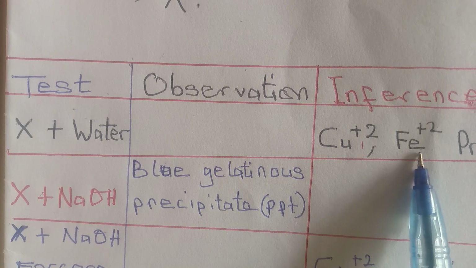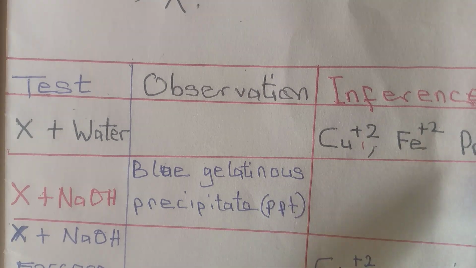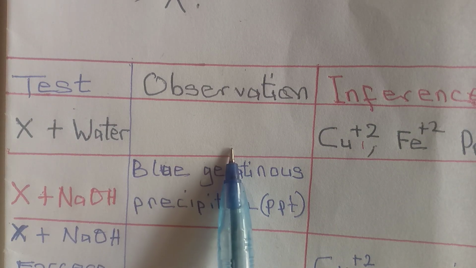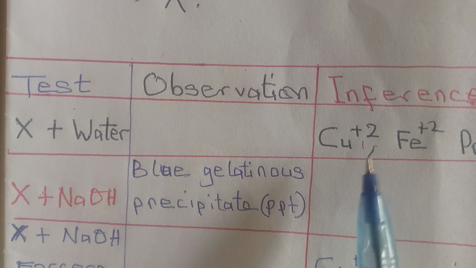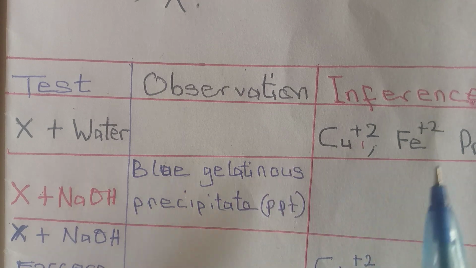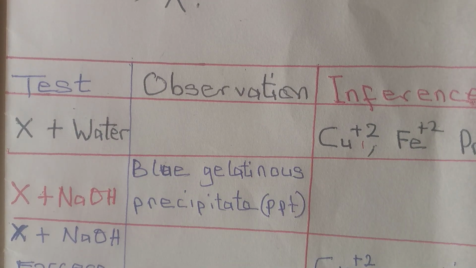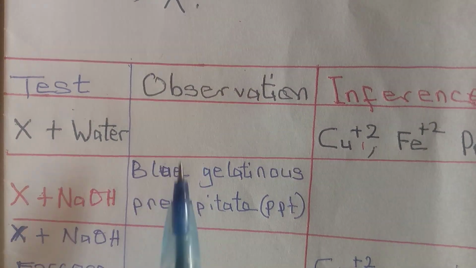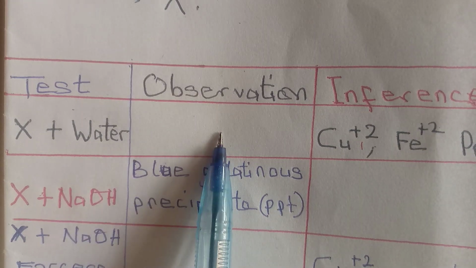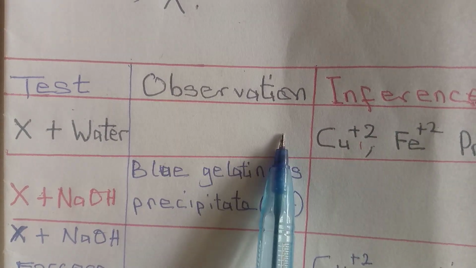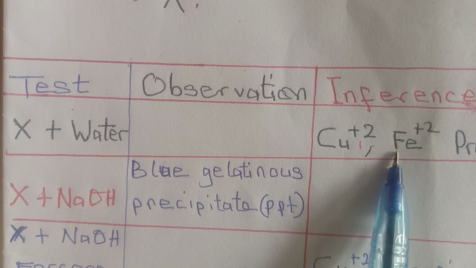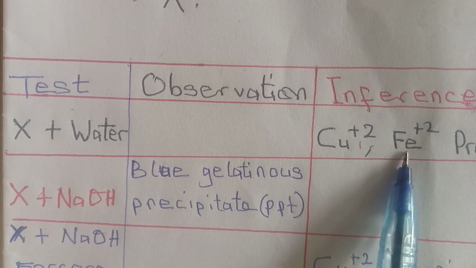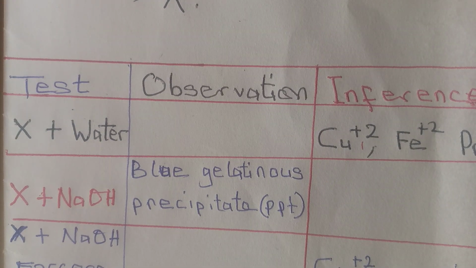So long as they said copper 2 ion and iron 2 ion are present, it means they are not asking for solubility. Now, what is the color of copper 2 ion and iron 2 ion in solution? Very simple. That is what will be under your observation. Somebody can write light blue solution. Another can put light green, because these two ions can either be blue or green. And for me, I will go for blue.